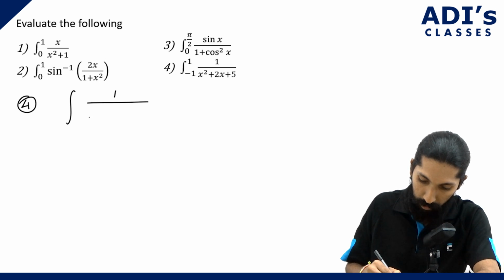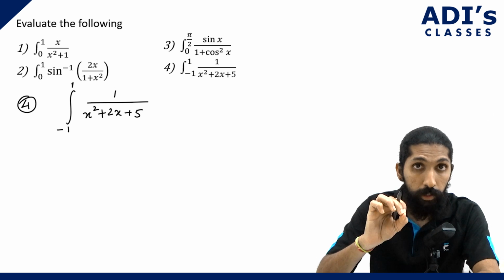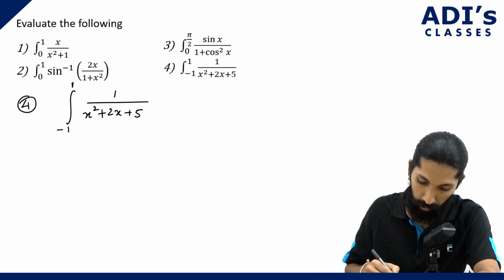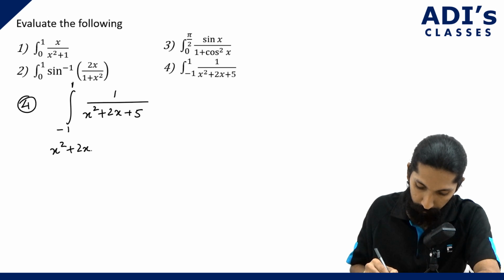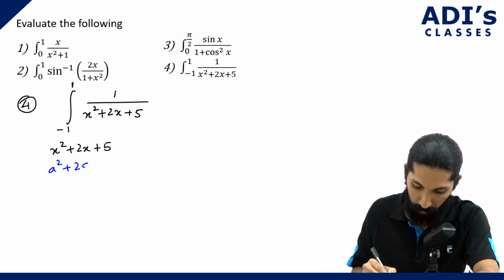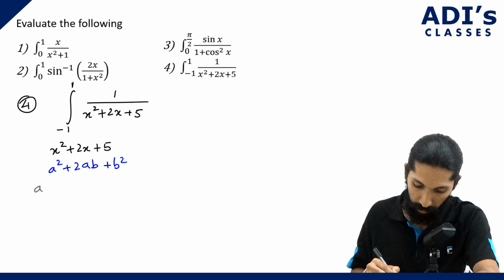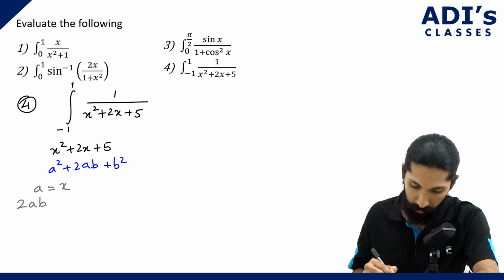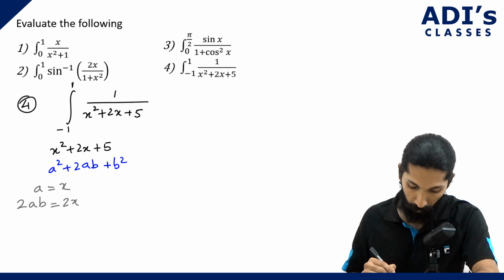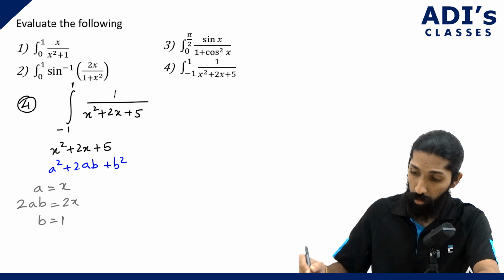Integral 1 by x square plus 2x plus 5 from minus 1 to 1. Do the whole square in the denominator. Alright. So you have x square plus 2x plus 5. Now we compare this with a square plus 2ab plus b square, isn't it? So here you have a value is x, 2ab is equal to 2x, isn't it? So if you take it out, b value is going to become 1 because a is x, correct? So 2 and 2 cancels out. So what do we get?